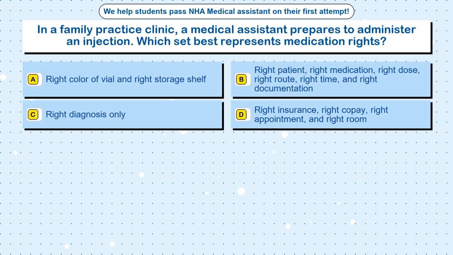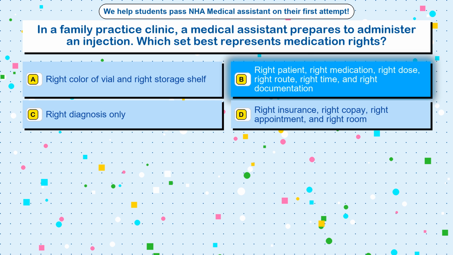Question 46. In a family practice clinic, a medical assistant prepares to administer an injection. Which set best represents medication rights? Option A. Right color of vial and right storage shelf. Option B. Right patient, right medication, right dose, right route, right time, and right documentation. Option C. Right diagnosis only. Option D. Right insurance, right copay, right appointment, and right room. The correct answer is option B. Right patient, right medication, right dose, right route, right time, and right documentation.